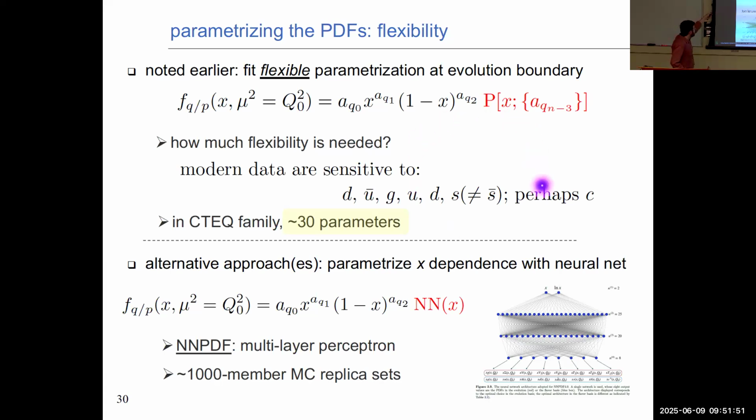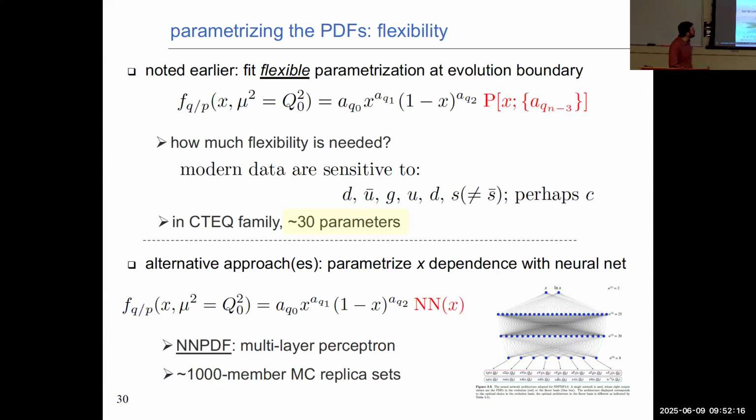Our colleagues in, for instance, the neural network PDF collaboration, NNPDF, instead of using a specific polynomial parameterization, they still have what they call this pre-processing that gives you the very, very high and low x behavior. But then at more intermediate x values, they actually encode the x dependence in some sort of neural network, which is, again, just another parameterization choice effectively.